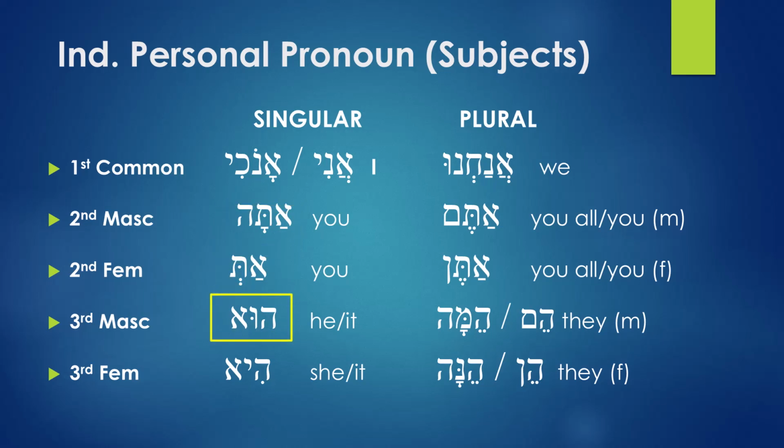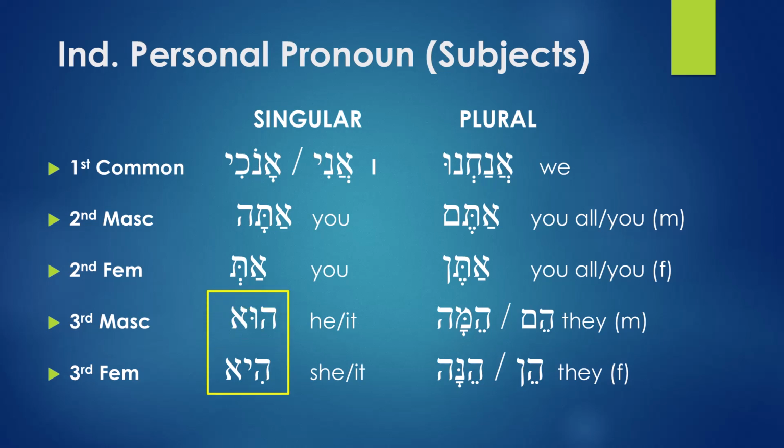In the third person masculine, you have hu. Hu means he. In the third person feminine, you have hi. So masculine is hu, feminine is hi. And hi means she, or it.